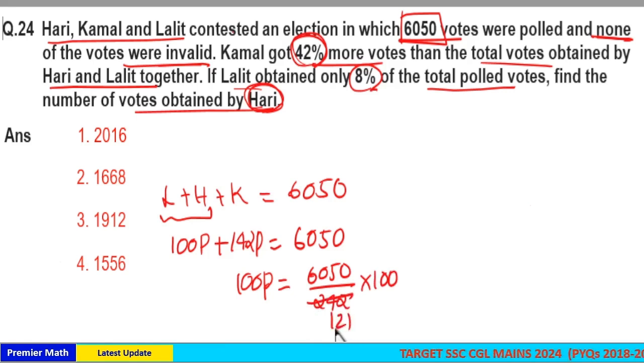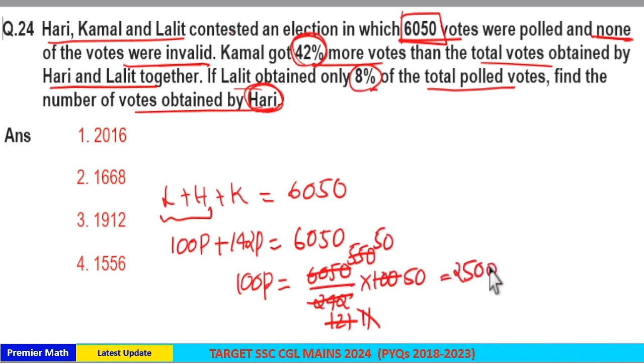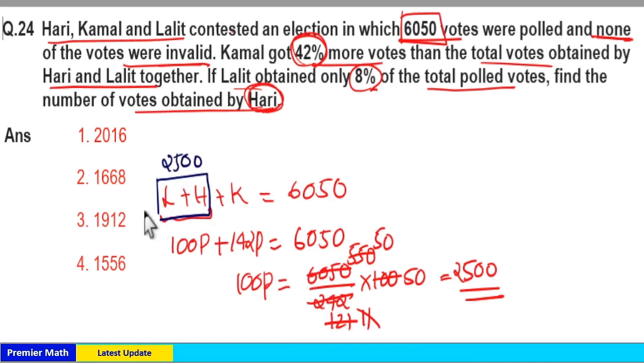2 goes 121 times in 242, 50 times in 100. 11 goes 11 times in 121, 5 times in 60, 5 times in 55. Again 0. 11 goes 50 times in 550. 50 into 50 is equal to 2500. So 100 parts vote is equal to 2500, means Lalit and Hari together won 2500 votes.